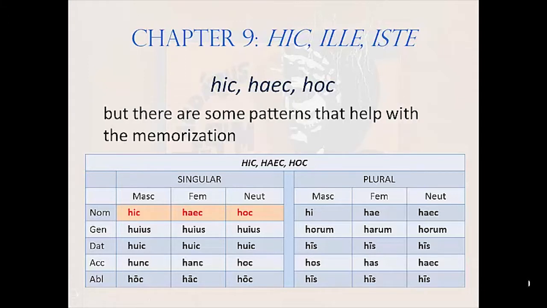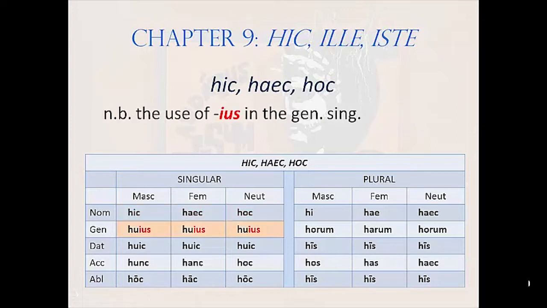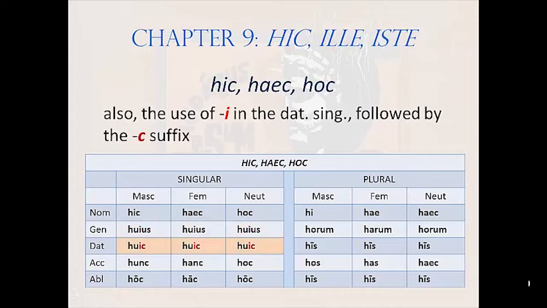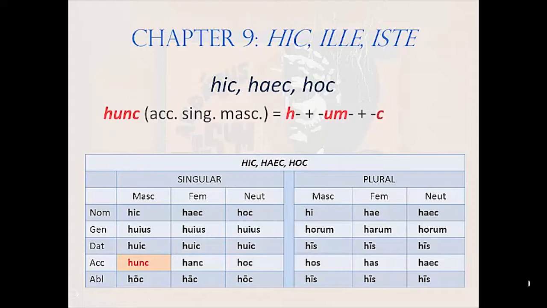But let's examine in detail the patterns that can help you with memorizing this form. For starters, the -ius genitive singular is the archaic form we mentioned above. It's an ending you'll see elsewhere among pronoun forms, as is the i embedded in the dative singular form huic, which ends with the deictic marker c.